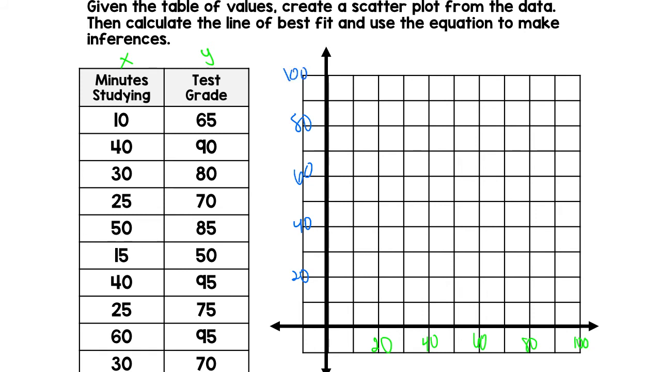Now, we need to plot our points. All right, so when X is 10, Y is 65. When X is 40, Y is 90. If you are bad at plotting points on a coordinate grid, this is the activity for you. 25, 70, right there. Let's get rid of that little guy. 50, 85.